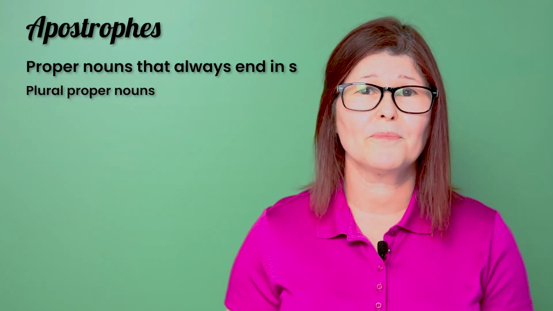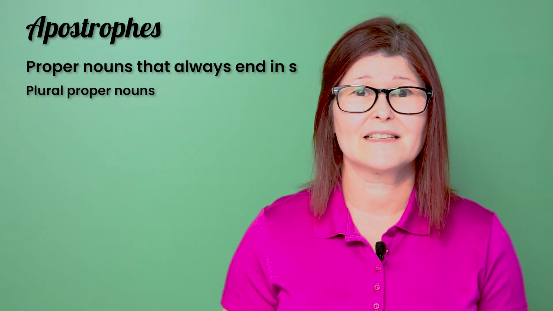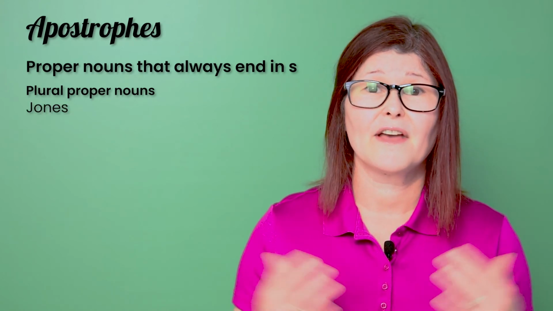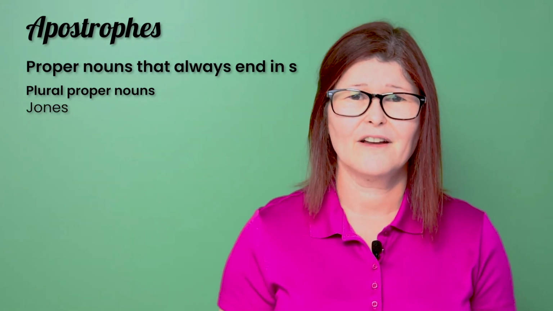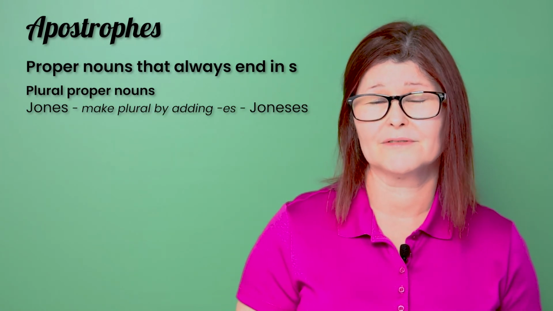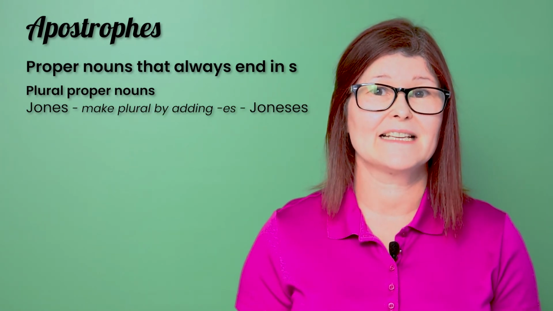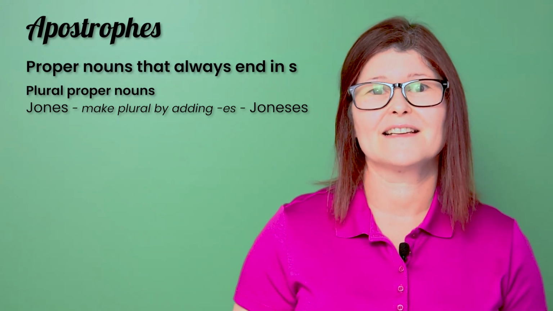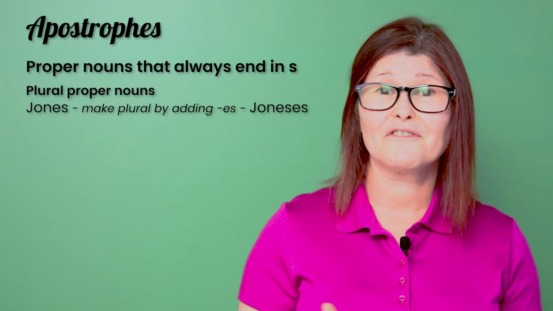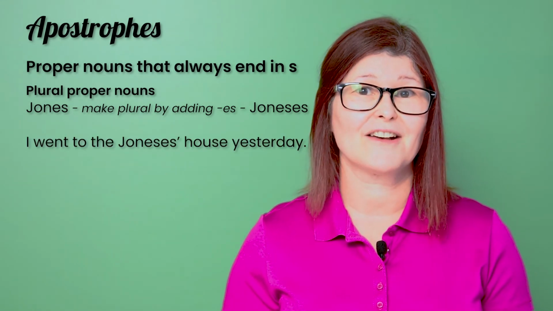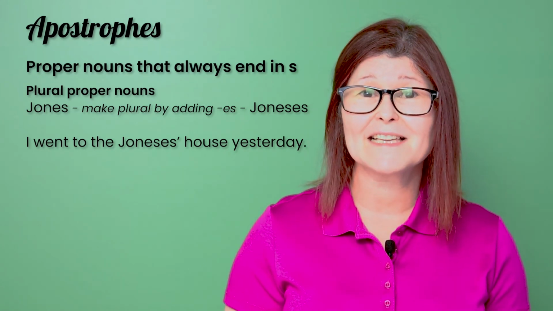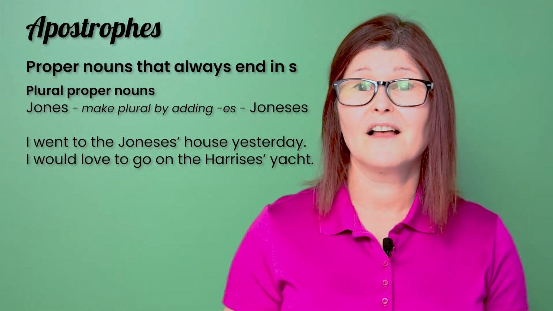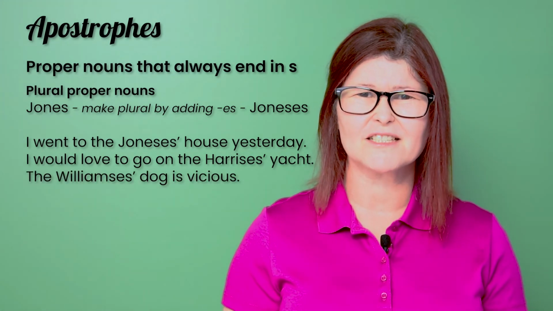Now for plural proper nouns that always end in an S, if we are talking about a whole family whose last name is Jones and they all own something together, first we need to make the name plural. We do this by adding ES, Joneses. Then we add the apostrophe after the S to show possession. For example, I went to the Joneses' house yesterday. Other examples. I would love to go on the Harrises' yacht. The Williamses' dog is vicious.